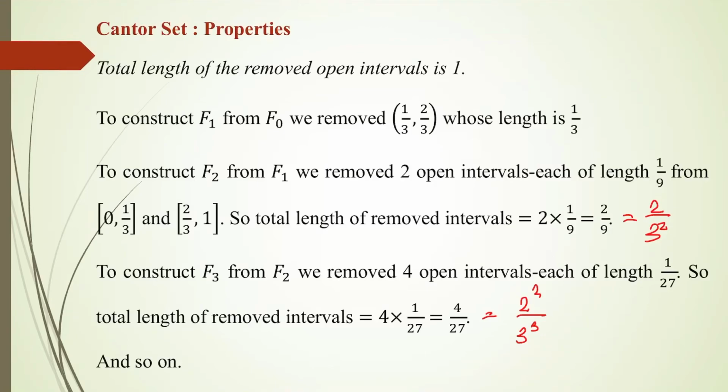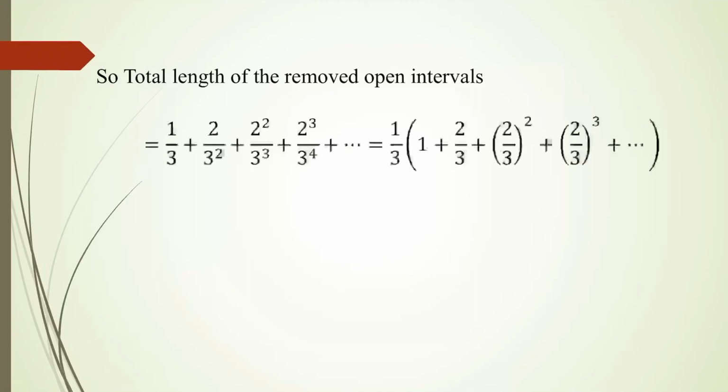Okay, and so on. So the total length of removed open intervals is, in the first stage 1 by 3, in the second stage 2 by 3 square, in the third stage 2 square by 3 cube, and in the next stage we will have 2 cube by 3 power 4, plus etc. This is an infinite series. Take 1 by 3 outside, so that we will get 1 by 3 times 1 plus 2 by 3 plus 2 by 3 square plus 2 by 3 cube plus etc., which is a geometric series. And this is a geometric series with first term 1 and common ratio 2 by 3.